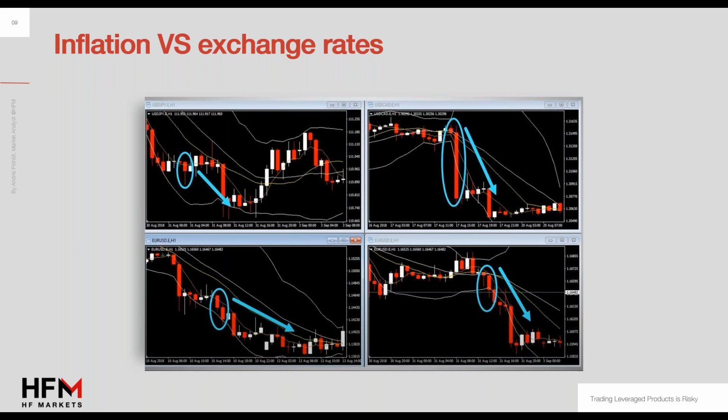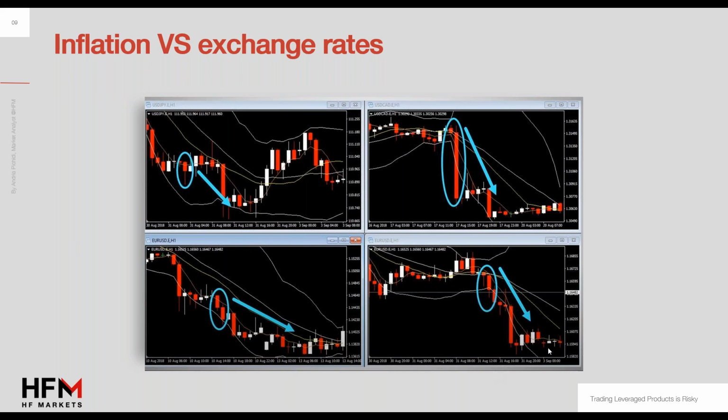Supply bottlenecks, energy, and so on and so forth after the pandemic. Now, over here we have some examples from some major pairs. I have dollar yen, dollar CAD, euro dollar. Euro dollar twice, but two different time frames. The left hand side one was in the middle of August, and the right hand side one was at the end of August.